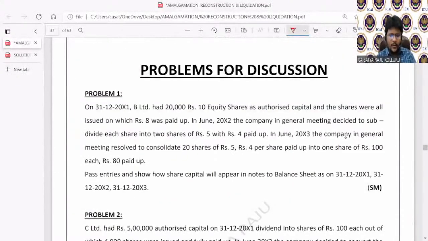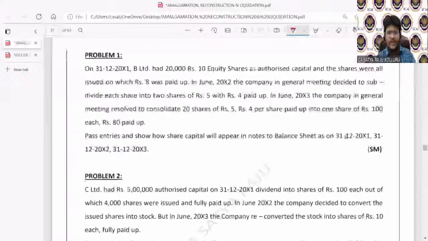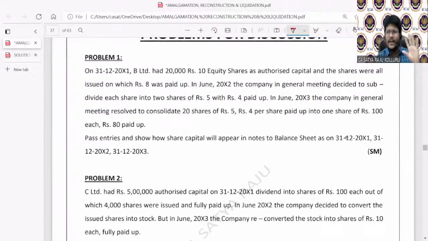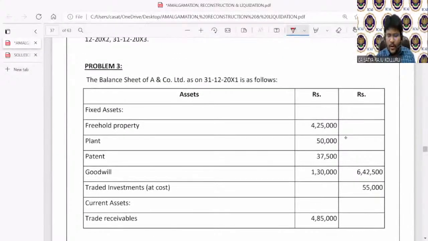First, I don't want to take problem number 1 and 2, which are related to alteration of share capital. Very easy problems. We will see such problems later. The real internal reconstruction problem, we can see through problem number 3. Are all of you ready, guys? Can I start problem number 3? Are you with me, all of you?